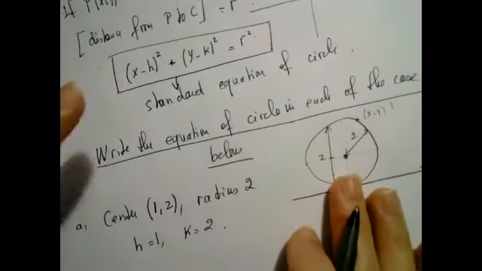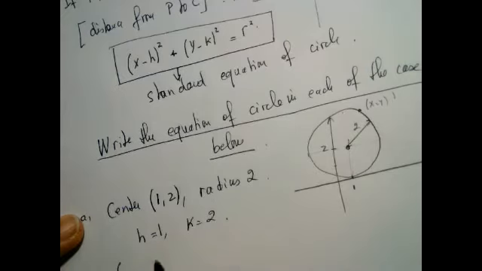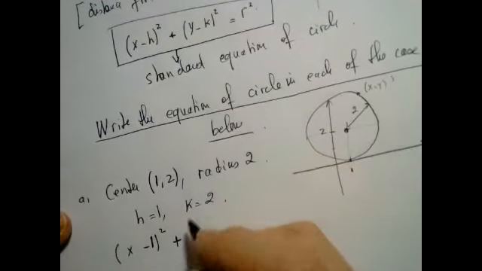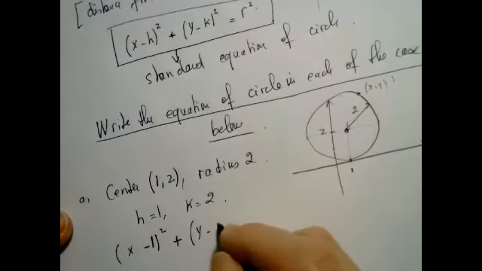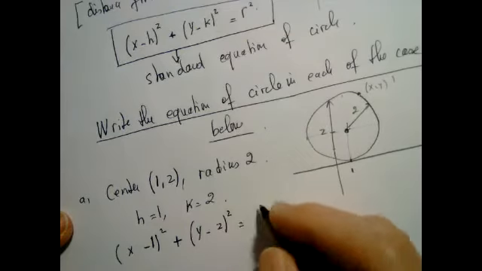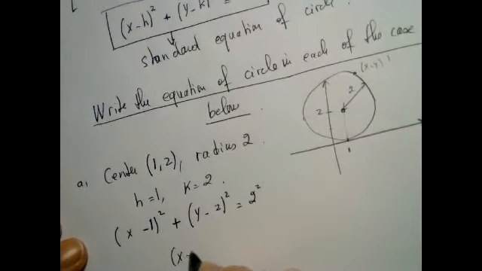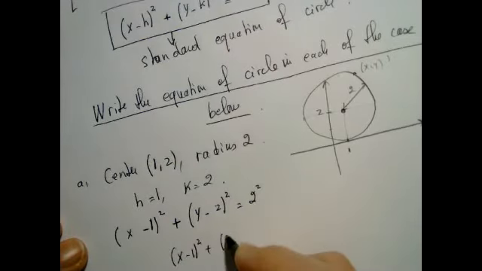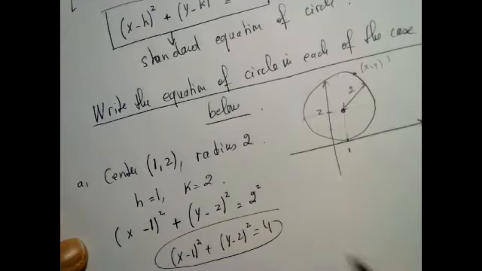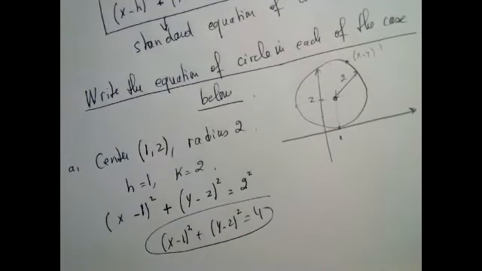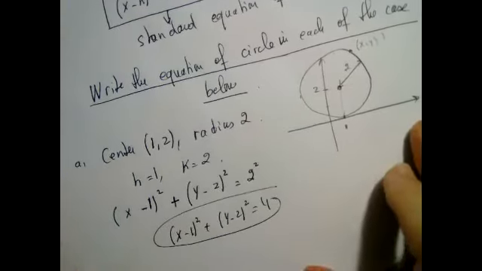The k is 2. So the equation means the relationship between any two points is x minus 1 squared plus y minus 2 squared equal to the radius squared. It means (x minus 1) squared plus (y minus 2) squared is equal to 4. So that's the equation of the circle. It means any point on this circle will satisfy this equation.